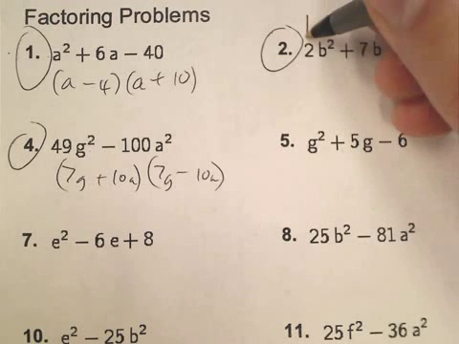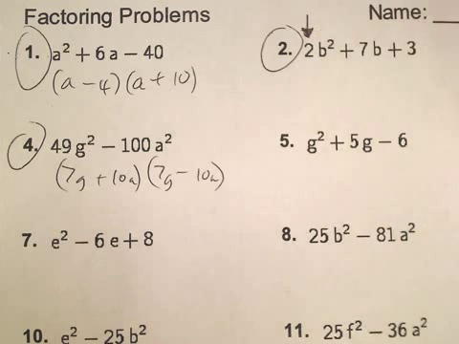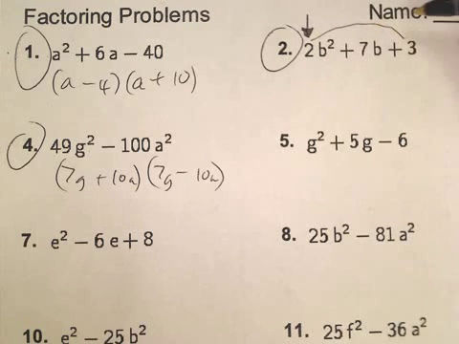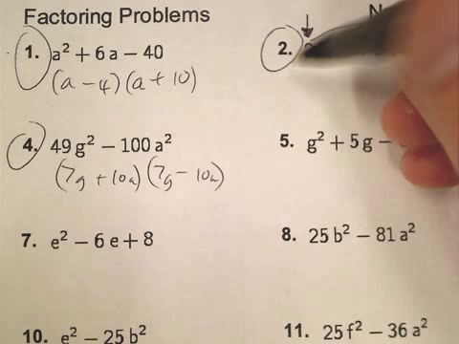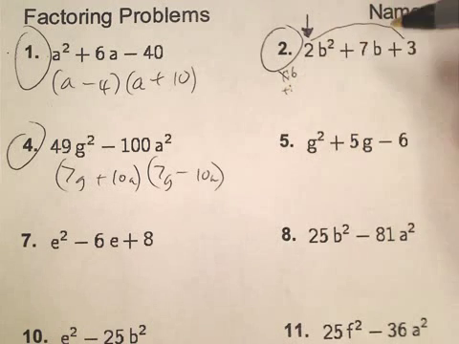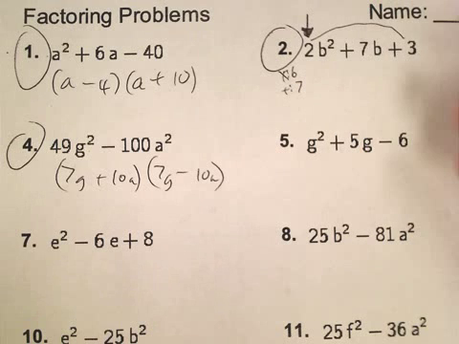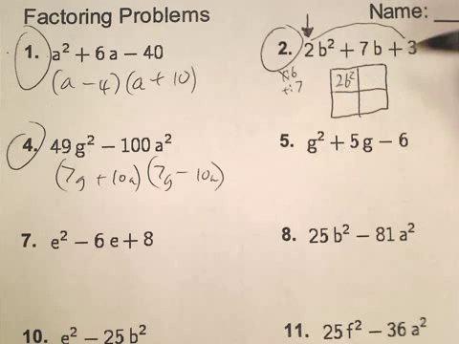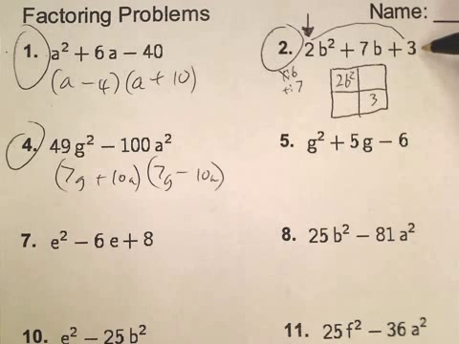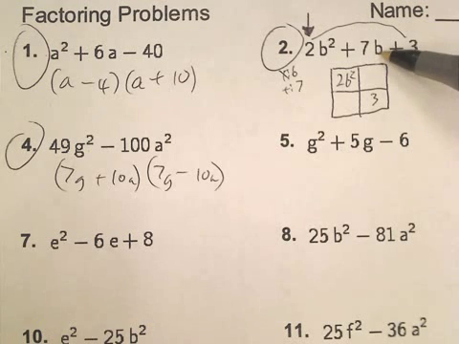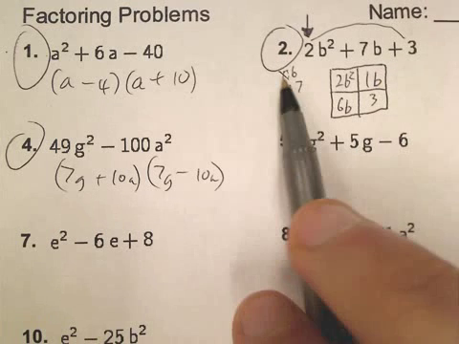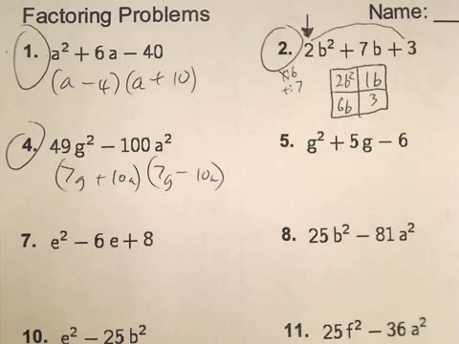The last type is when there is a number in front of your squared term. When you have that, the first step is to multiply the 2 and the 3 to get 6. You need numbers that multiply to 6 and add to 7, and that's going to be 6 and 1. Fill in the grid. The b squared term goes there. The constant term goes there. We call that the constant term if it doesn't have a variable on it. And the linear term, the 7b, break that up into 6 and 1. Okay, numbers that multiply to 6 and add to 7 are 1 and 6.